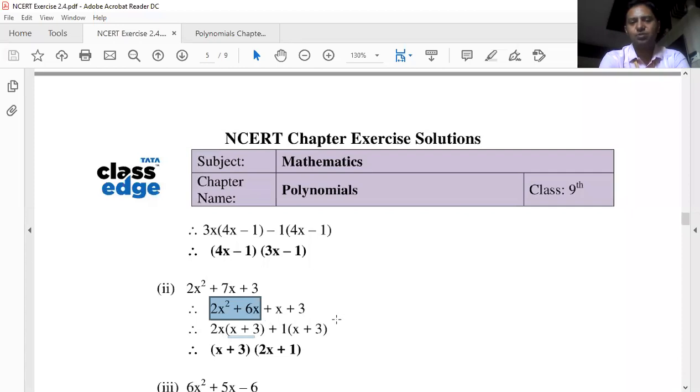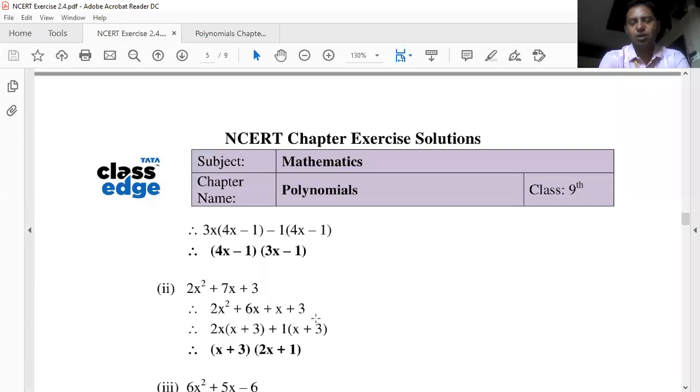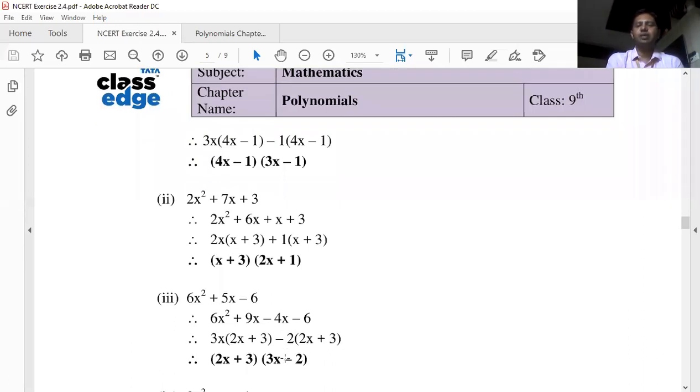And in the last two terms, we don't have anything common, so we can take 1 common from these last two terms. While taking 1 common, we're left with x plus 3 here. So while we have x plus 3 common, we can take x plus 3 common from here and are left with 2x plus 1. So this is the factorized form for question number 2, that is x plus 3 and 2x plus 1.